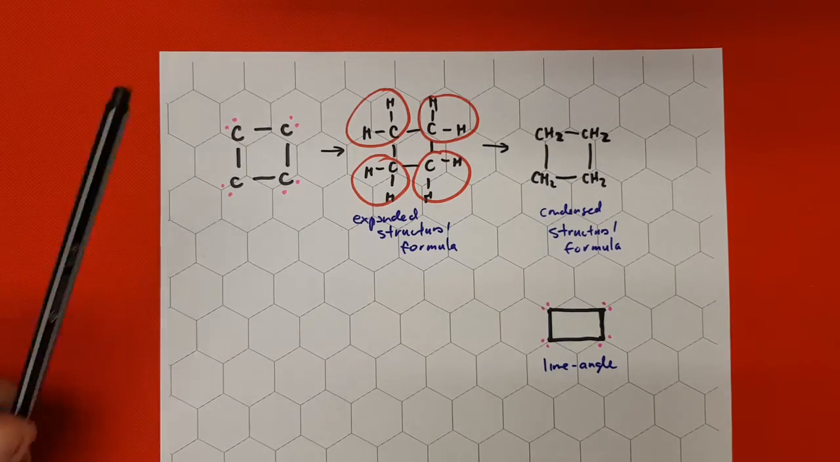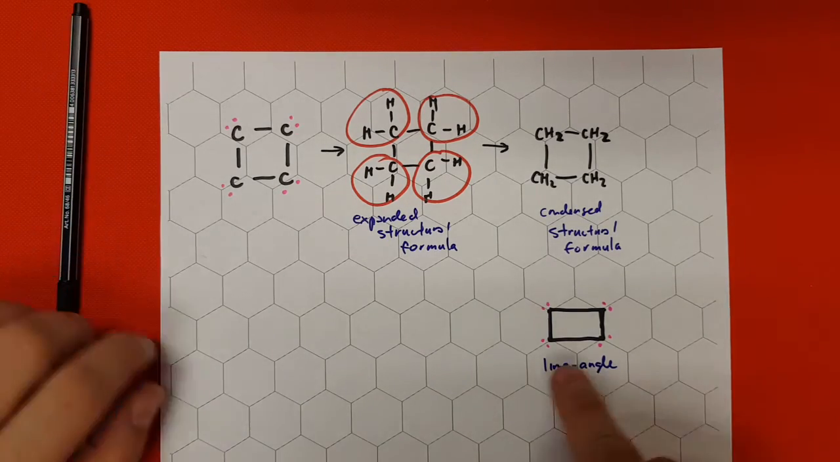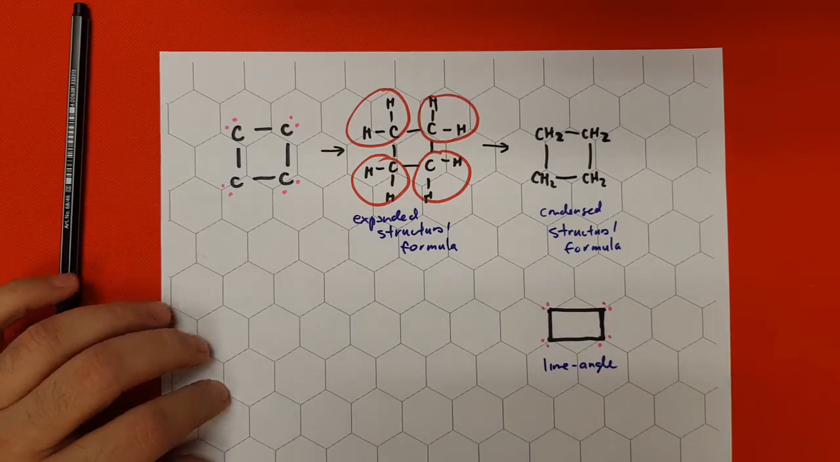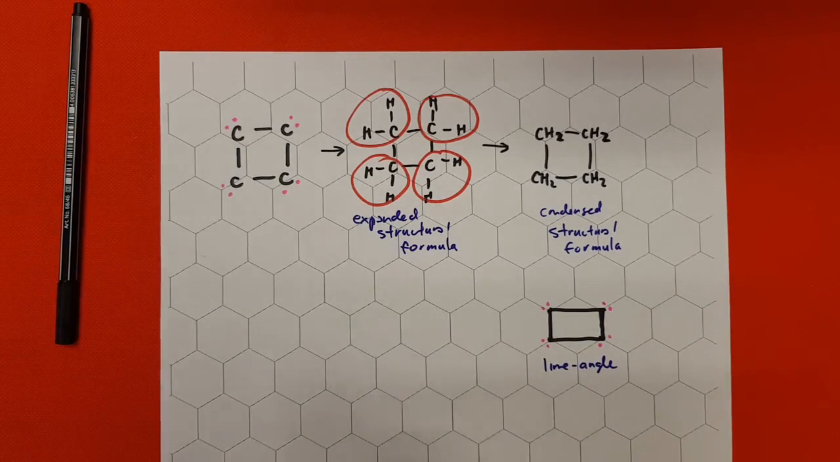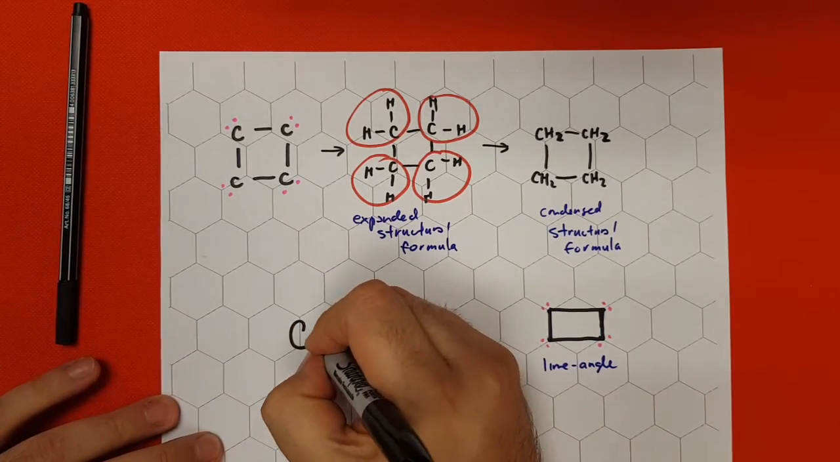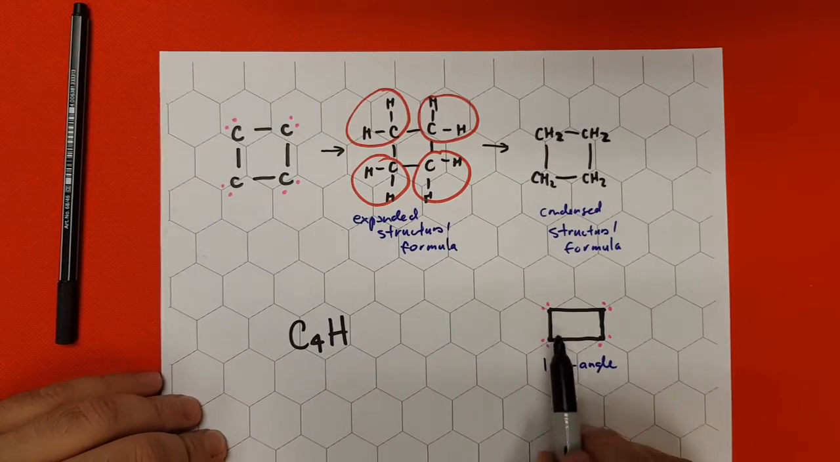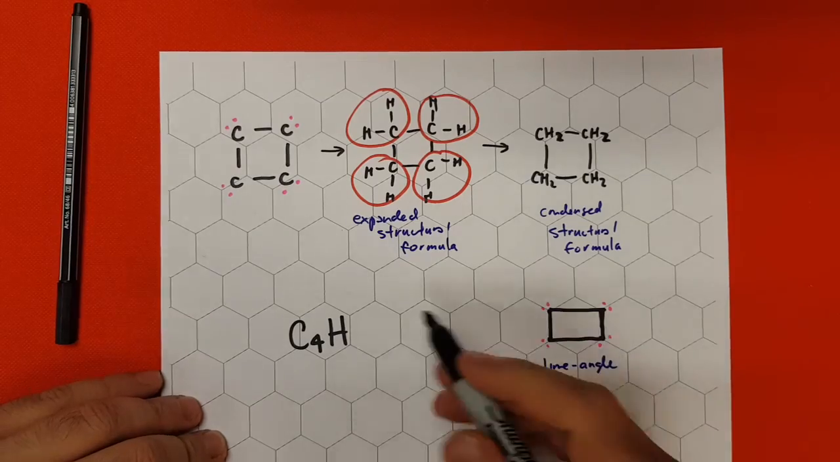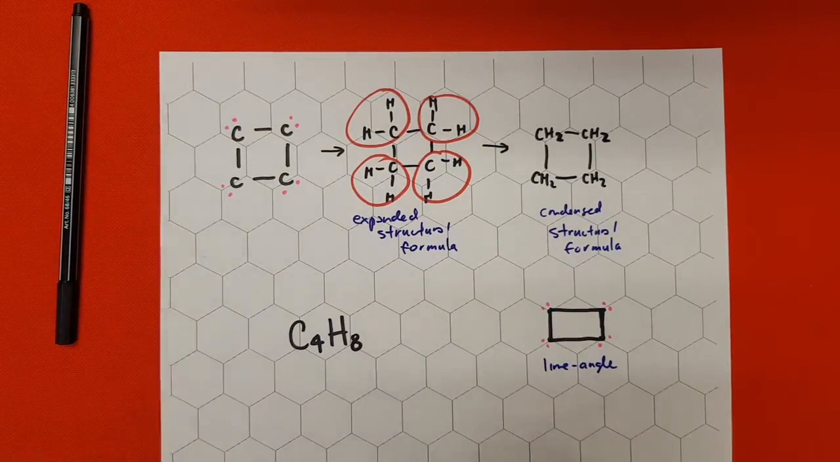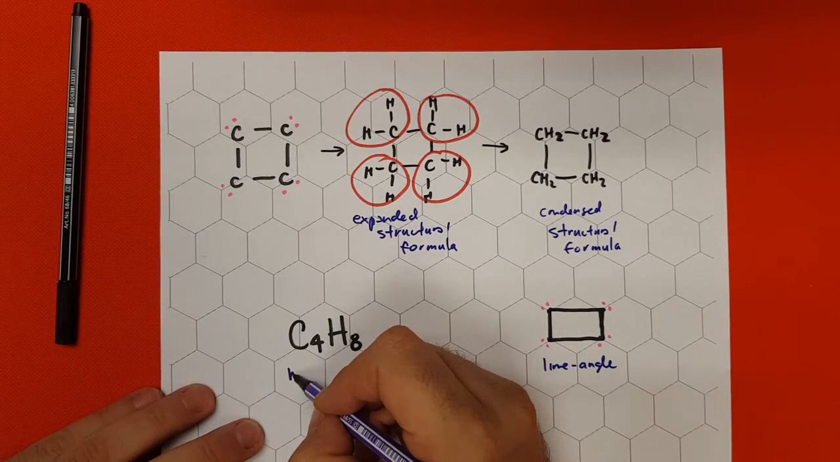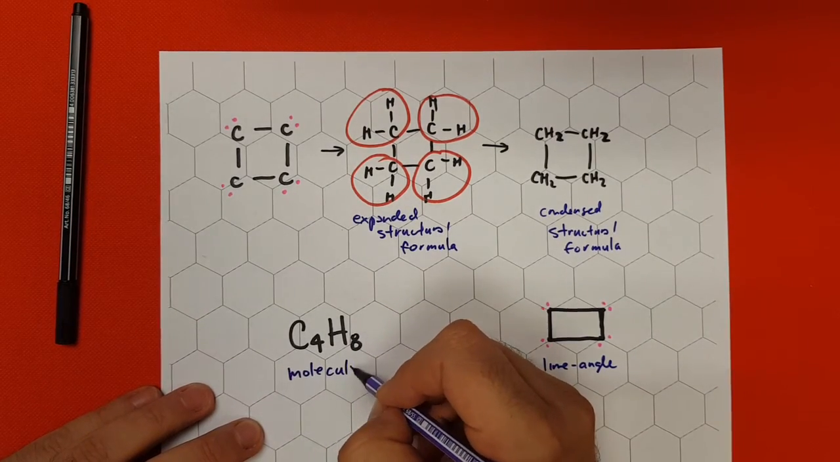And now, last but not least, for our molecular formula, we know that there are 4 carbon atoms. And these 4 carbon atoms manifest as C4. And then H, we count our cherries. 1, 2, 3, 4, 5, 6, 7, 8. H8. And that concludes this tutorial with the creation of our molecular formula.